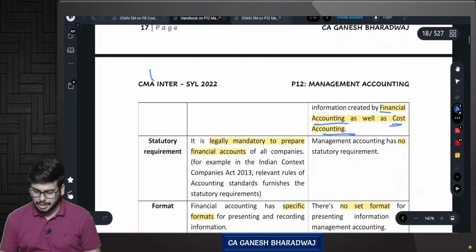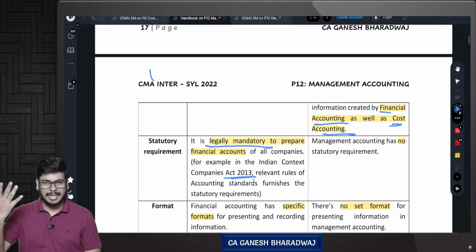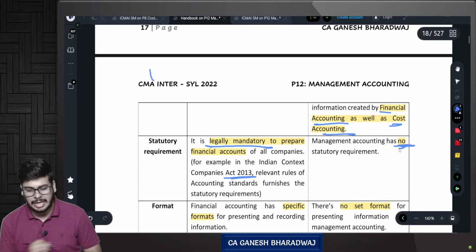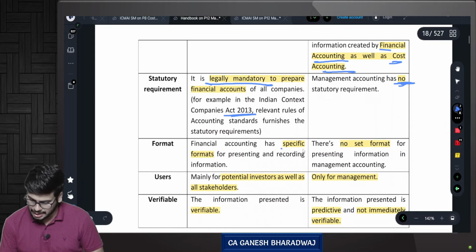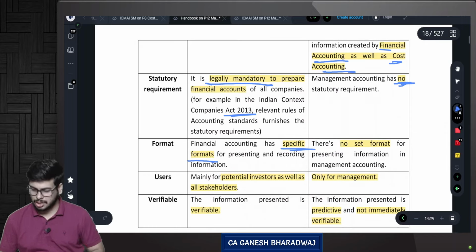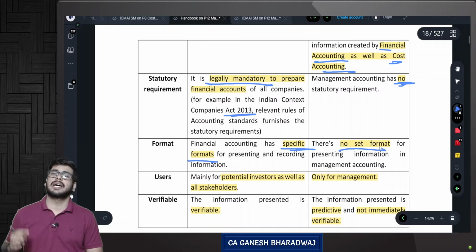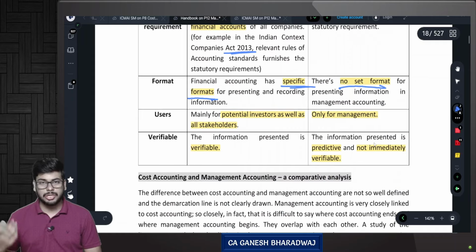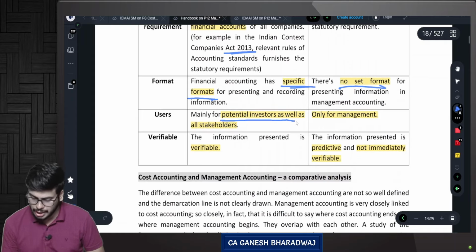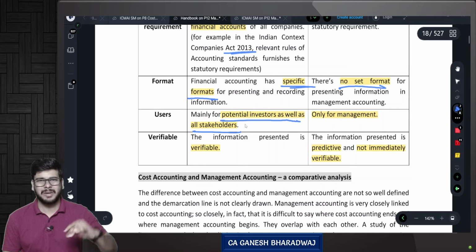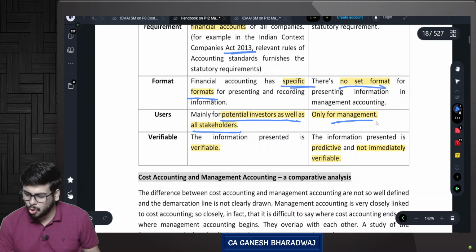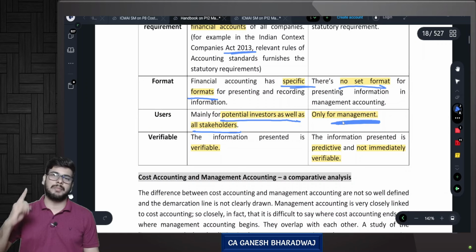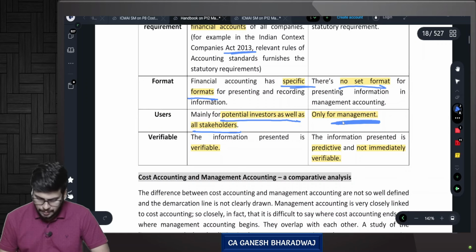Fine. Statutory requirement: financial accounting is legally mandatory. Of course, in the Indian context, it's going to be the Companies Act and relevant rules and accounting standards. Whereas in management accounting, there is no statutory requirement. Format: yes, specific formats are prescribed in financial accounting. No set formats are there in management accounting. Who are the users of financial accounting data? Potential investors as well as all stakeholders, basically external people. Here it's only and only for the management, internal reporting.